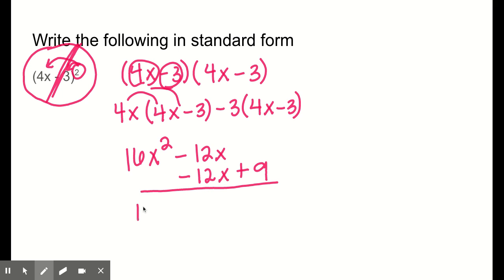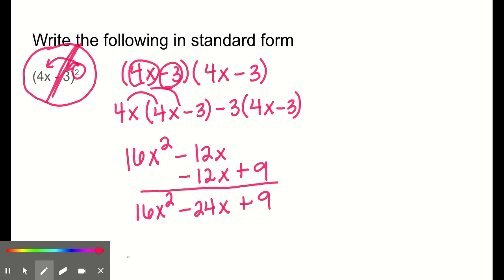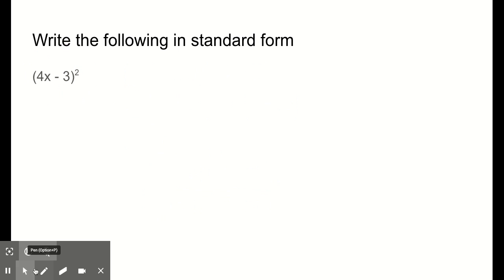Combine your like terms. We have 16x squared. Negative 12 minus 12 is negative 24x plus 9. And that is our polynomials video.